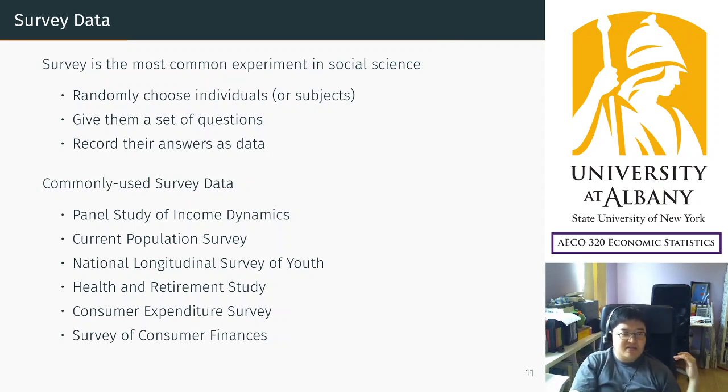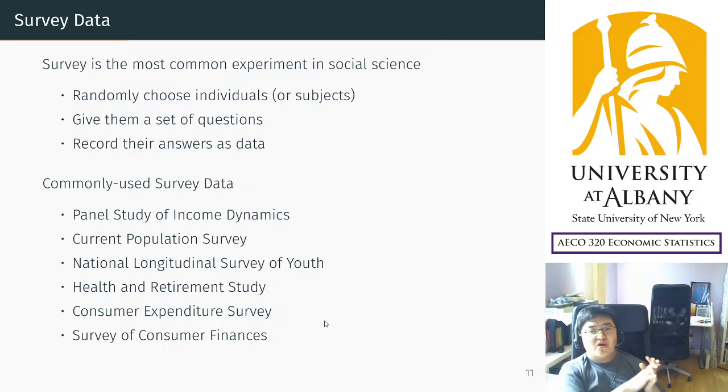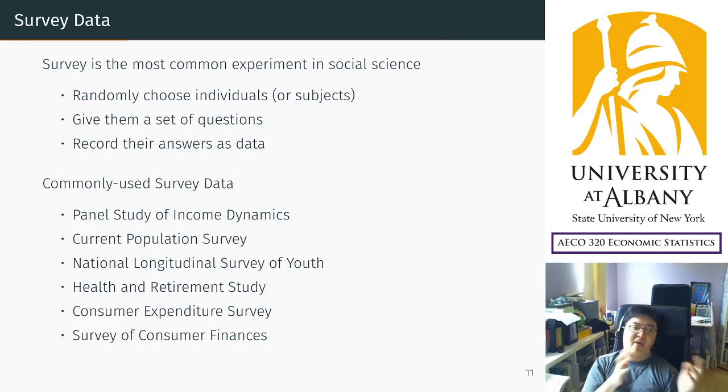And here I list 6 data sets that are very popular and publicly available free data. All of them are based on survey. The Panel Study of Income Dynamics is about income. The Current Population Survey is about basic demographics. The National Longitudinal Survey of Youth is more about a younger cohort and follows their life cycle. The Health and Retirement Study is self-explanatory. And then the Consumer Expenditure Survey and the Survey of Consumer Finances. So these data are based on survey.